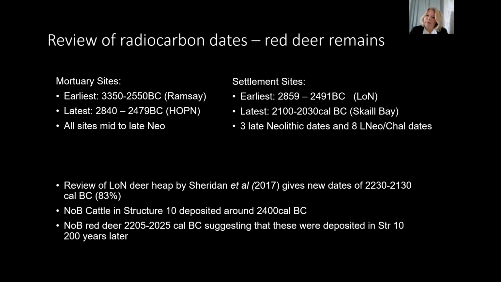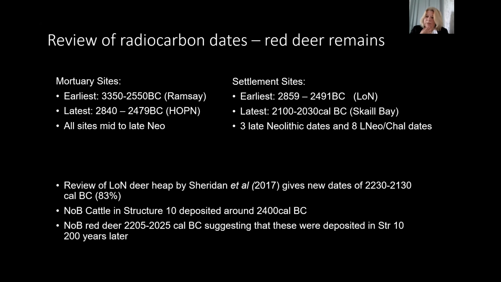And of all the settlement sites, what we're seeing is that we have three late Neolithic dates and then eight late dates into the Chalcolithic period. So what we're looking at here is something really interesting, in that it seems to be implying that the status of red deer has changed and how red deer were being used changes. So we have a slight overlap between the last deposition in mortuary sites and the first evidence of them in settlement sites. But it seems that over this transition from the mid to the late Neolithic, the status and the significance of red deer and what they come to represent is somehow changing.